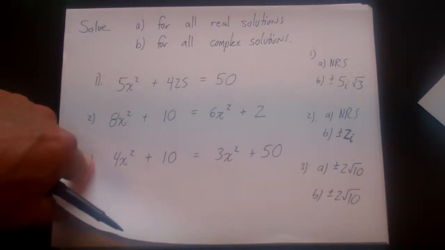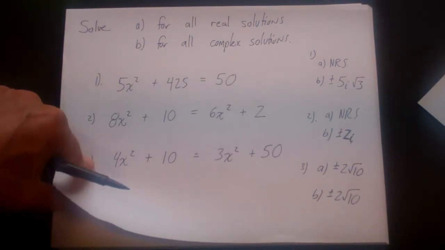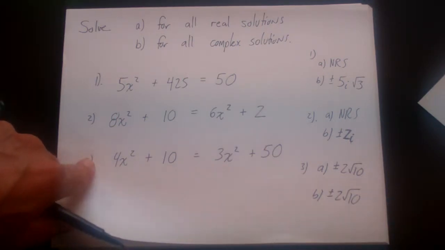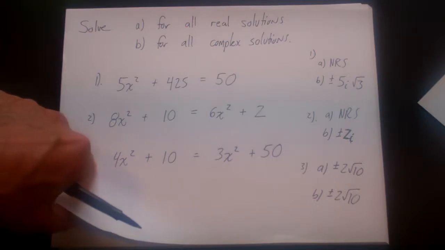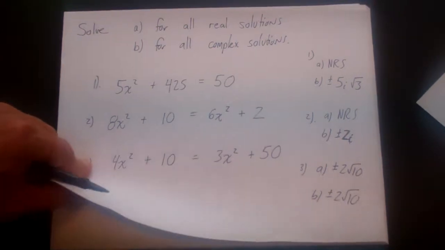If you've got all these problems right, then you can stop this video and go on to the next one. If you've made a mistake on one of these, what I'm going to do now is work through each one of these, and hopefully you can find the mistake that you've made. So let's look at the first one: 5x squared plus 425 is equal to 50.